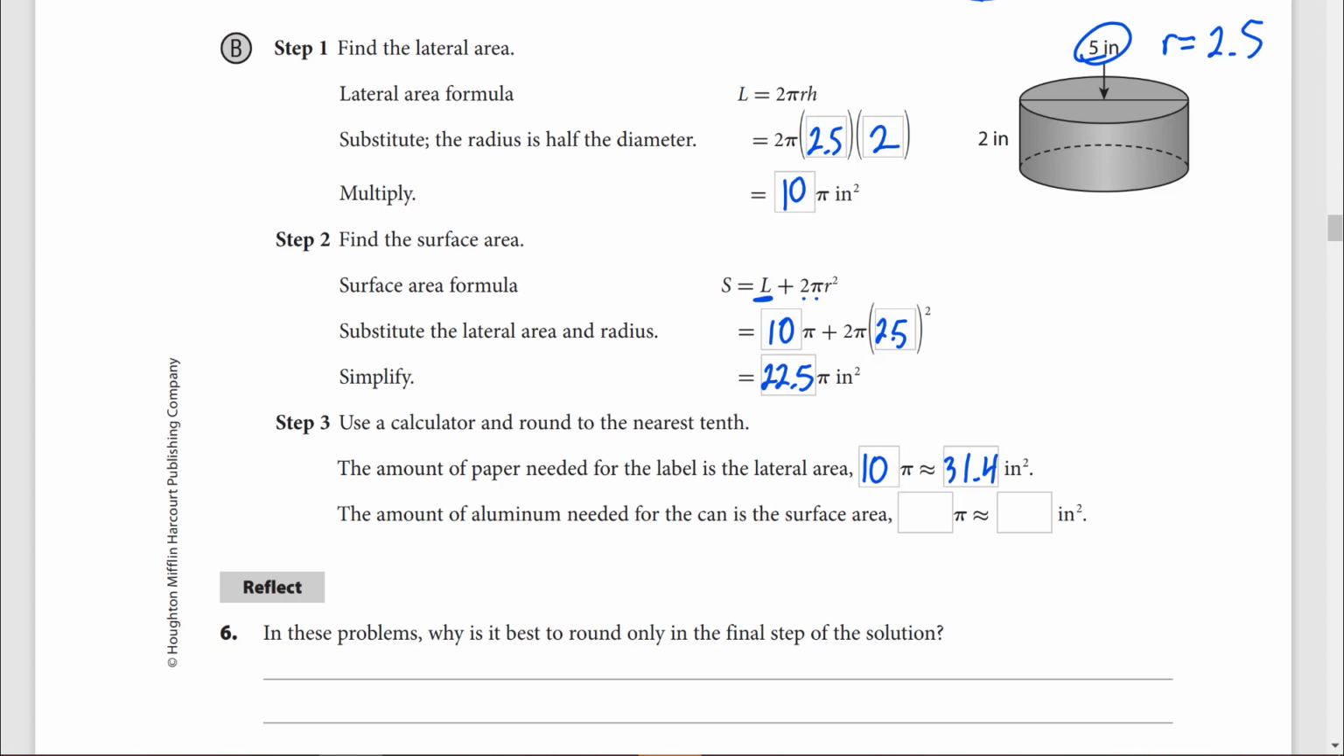22.5 pi is about 70.7 square inches. So all I did there is multiply the 22.5 times the pi.